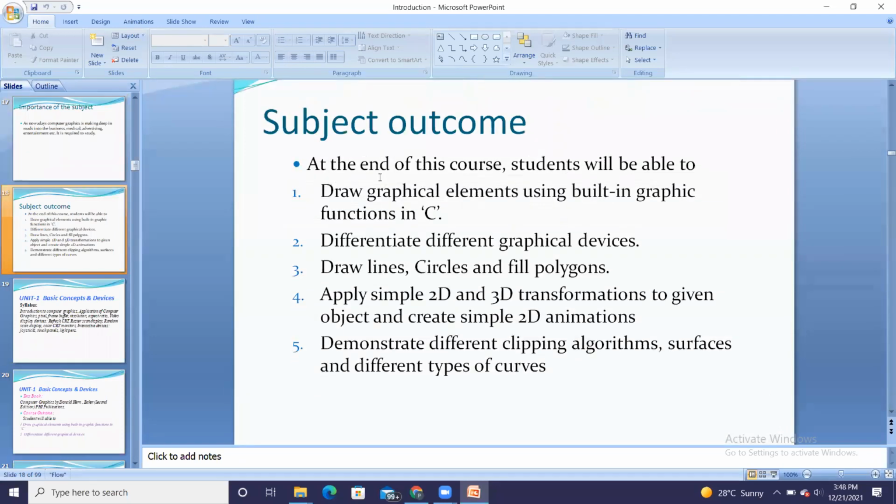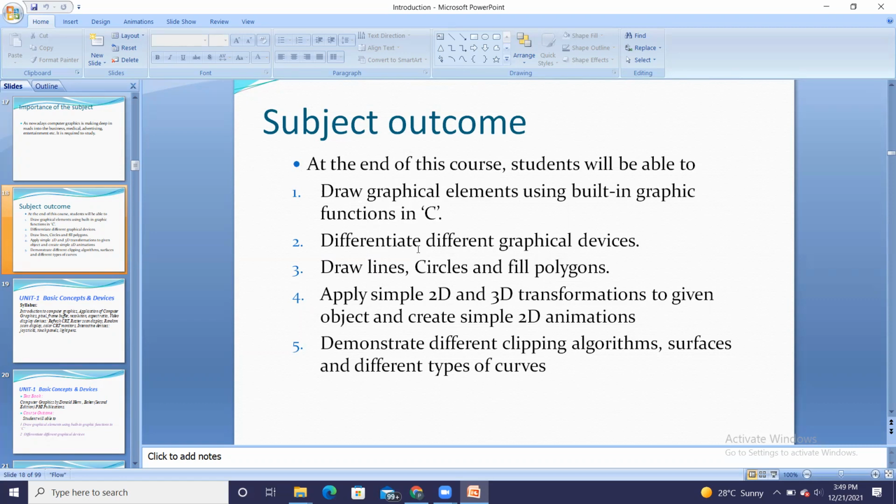Now, what we are going to learn out of the subject. After studying the whole course of computer graphics, the student will be able to achieve these 5 outcomes that are set by the university as well as by the department of CSE. First is to draw graphical elements by using built-in graphics functions. We are going to achieve this in our practical number 1, where we draw the graphical elements using the inbuilt functions.